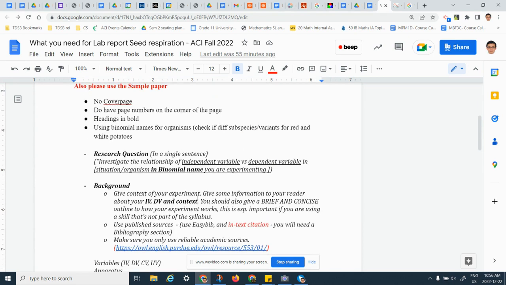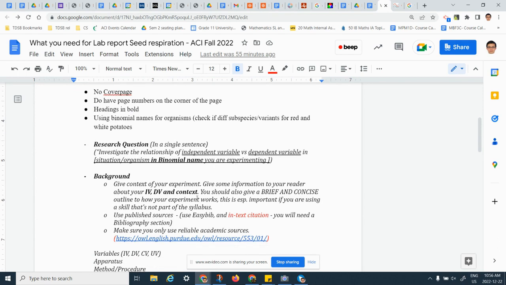So what do you need? This lab will be the full lab from beginning to end. You don't need a cover page. Please don't have it. Just have page number. Headings should be in bold, use binomial names. Okay. We're not dealing with potatoes. We are dealing with various seeds.